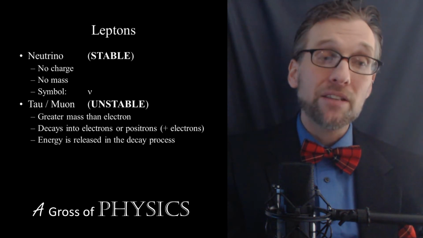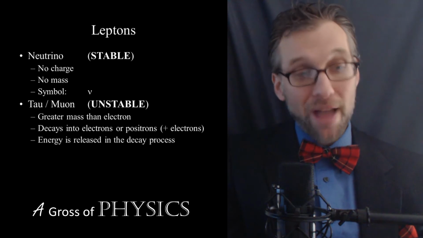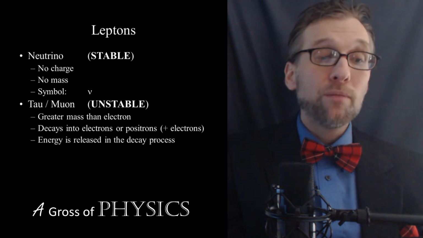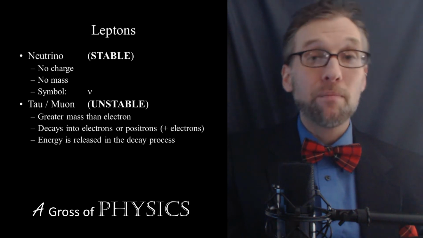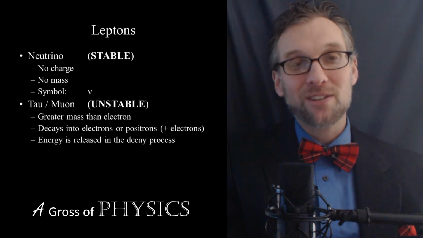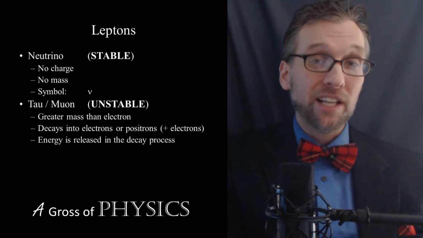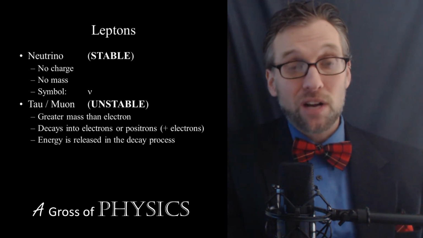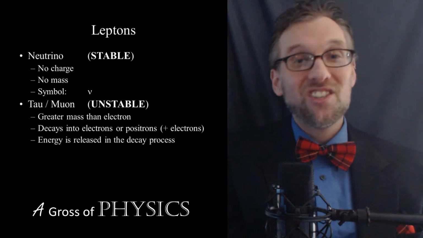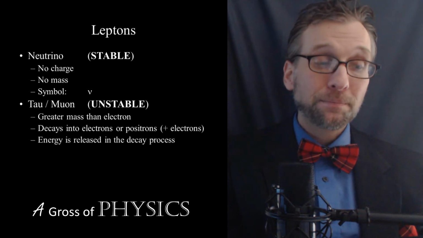Now, the leptons, the neutrinos are stable. They have no charge, they have no mass, and their symbol is the gamma symbol. The tau or muon are unstable, and they are bigger than the electron, but they actually decay into electrons or positrons. So they have more stuff that makes them bigger than the electron, but eventually they decay into the electron or the anti-electron anyway. The energy is released during these decays, just like in a radioactive decay.